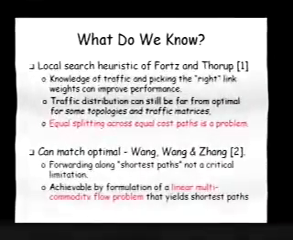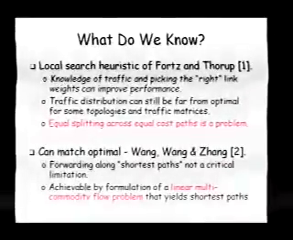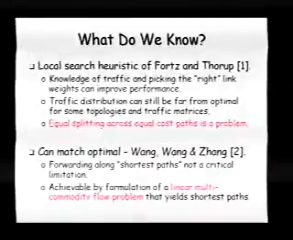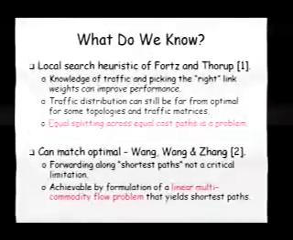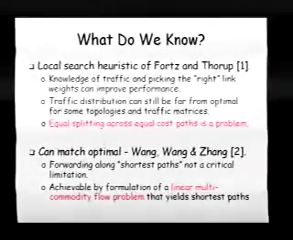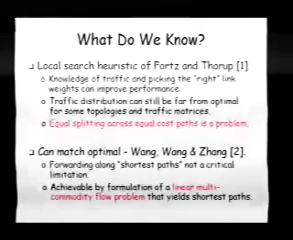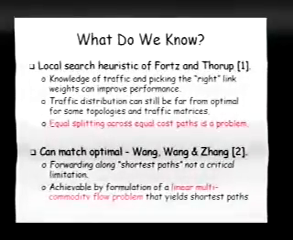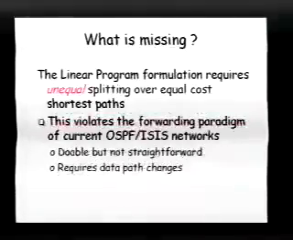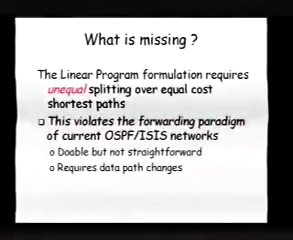And they basically showed that given any optimal routing, you can match it with shortest path routing. And they did it by using a linear multi-commodity flow problem formulation. I won't go into it, but the upshot was that shortest path routing is not a limitation. If all you're doing is shortest path routing, you can still match optimal routing. But there is something still missing.